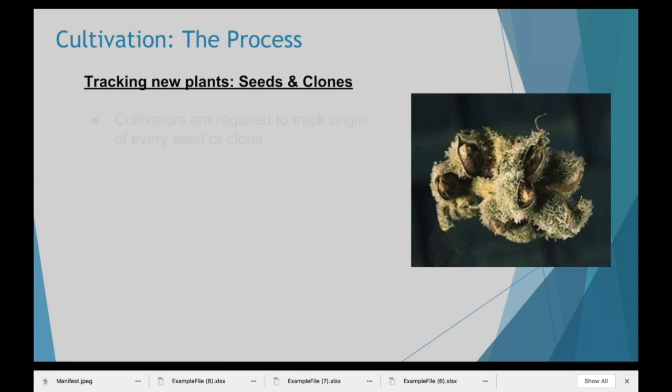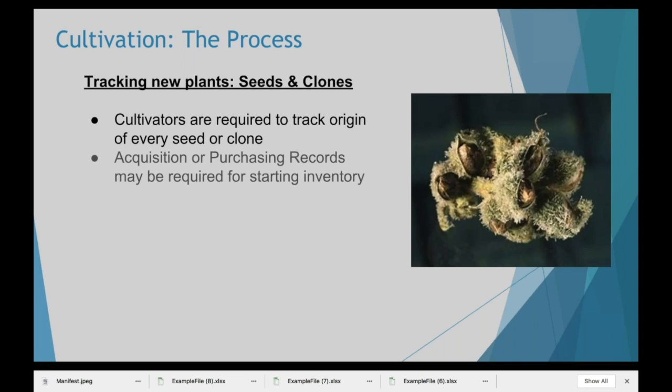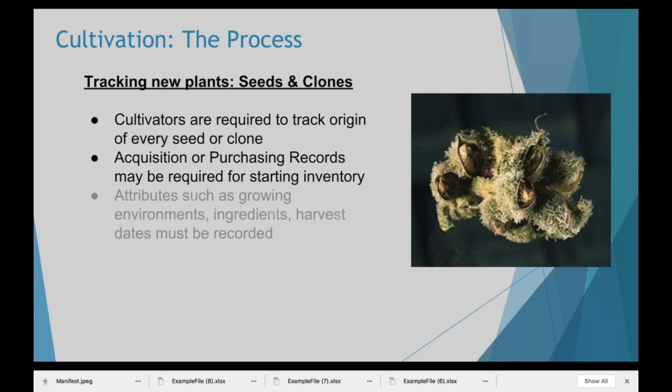Cultivators will plant seeds or take cuttings from a mother plant, producing a clone or immature plant. A cultivator will be required to keep track of the origin of the seed or clone and will likely track its growing environments, ingredients, and many other attributes of the cultivation process, including harvest dates and the detail of the inventory the plant produces.